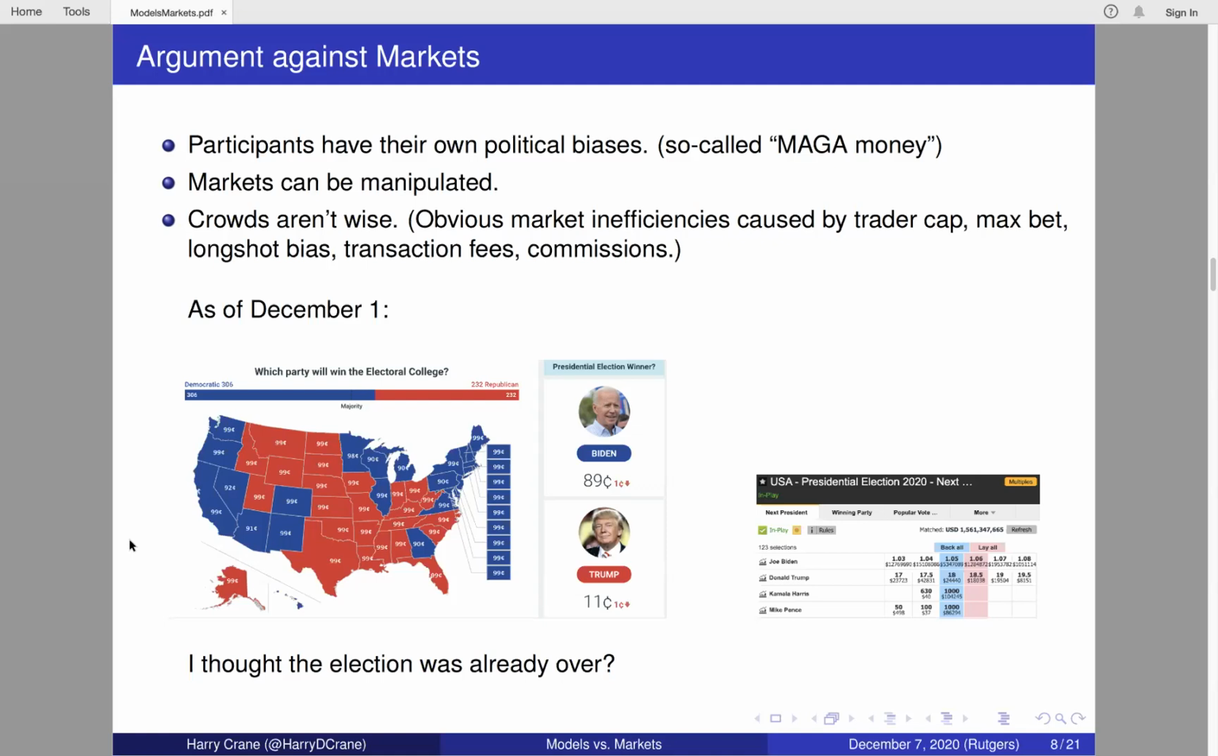There are some countermeasures against that in the particular market of PredictIt, but this is now Betfair. I'm saying as of December 1st, and this is the real Betfair. So you can see that on December 1st, there was still this amount of money being bet or offered for bets on Biden, which was 5.3 million versus, I guess, 1.2 million. So it's a good amount of money.